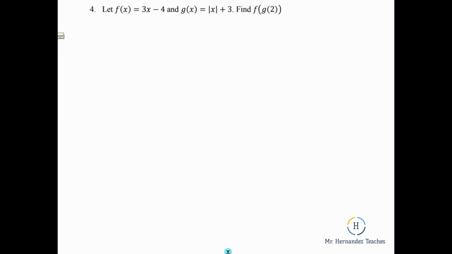Number 4, let f of x equal 3x minus 4 and g of x equal the absolute value of x plus 3. Find f of g of 2. Well, let's figure out what g of 2 is first. So g of 2 is going to be the absolute value of 2 plus 3. Well, 2 plus 3, that gets me 5. So what this question is asking is, what is f of 5?